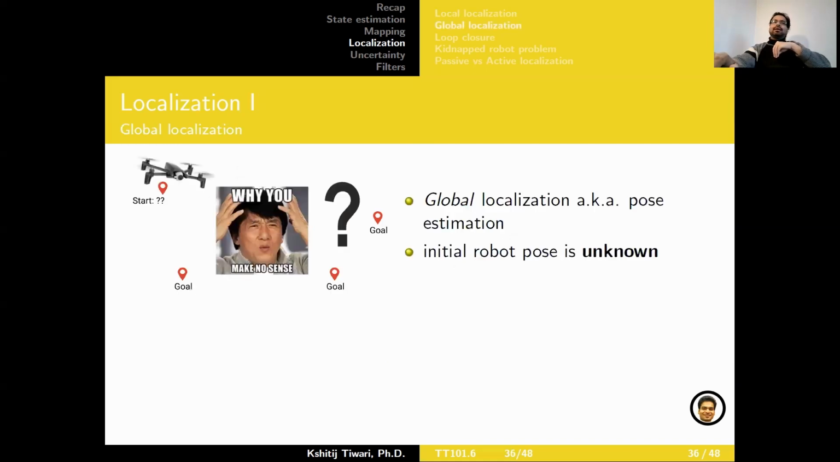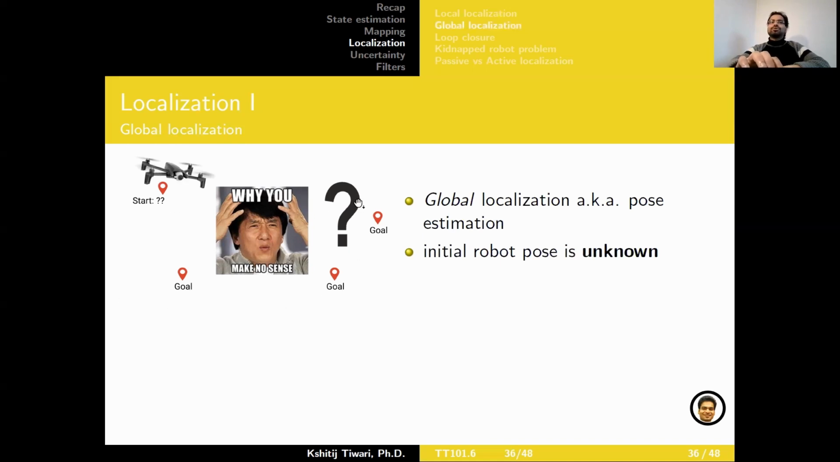And the alternative to this is global localization, which means the case where you have absolutely no idea where you're starting from, and then somebody tells you to go to the goal, and then you would have, again, no idea where that goal is. Is it here, or is it there? Because you know absolutely nothing about the environment, right? So, I mean, you're given a map, but you don't know where you are with respect to the map, which means you're going to struggle to go anywhere from there.